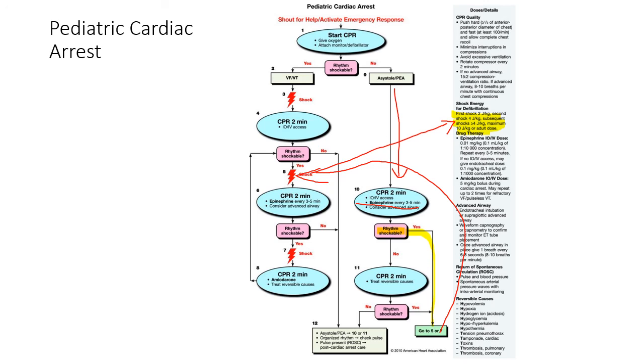If you dilute epinephrine 10 times, 1 plus 9, and no access is available, you can give an endotracheal dose, 10 times the dose of that. Amiodarone during cardiac arrest may be given up to 2 times. This is the indication for amiodarone: refractory VF or pulseless VT, it may be given.